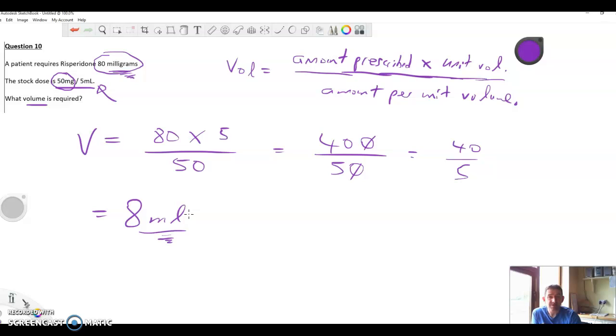And I think that makes sense, yeah, because if we give them 10 mils, they'll be getting 100 milligrams, so 8 mils seems about right.